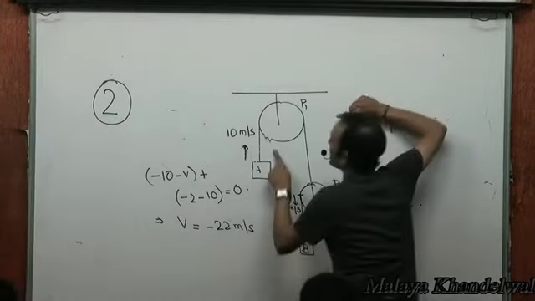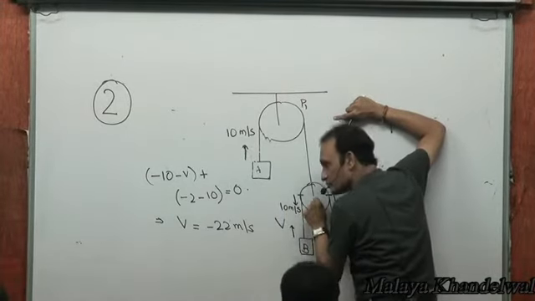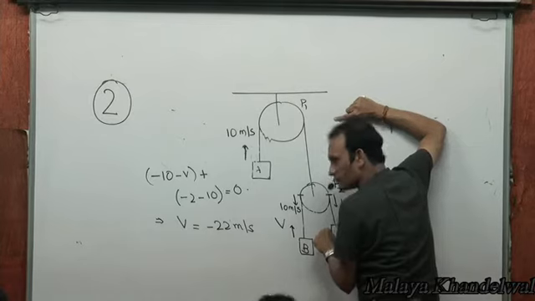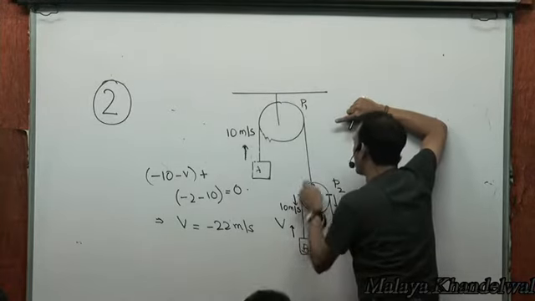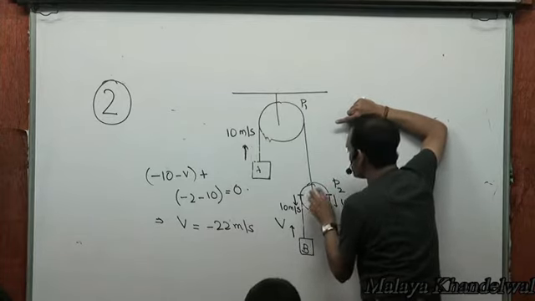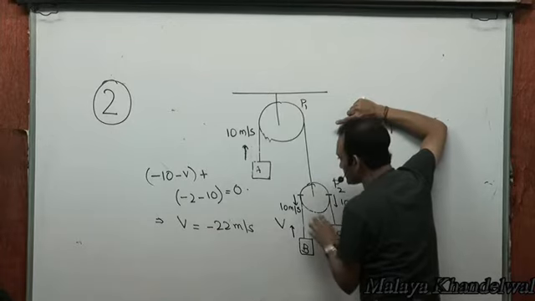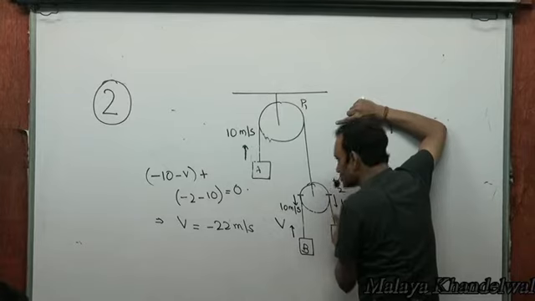See, if A is moving up with a velocity of 10 meters per second, then this end, which is integral with this pulley, is moving down with 10 meters per second, which is the velocity of this pulley, right? Now, this string, look at this string. It's integral with this pulley. This pulley is moving down with a velocity of 10 meters per second. That means these two ends are moving down with 10 meters per second.